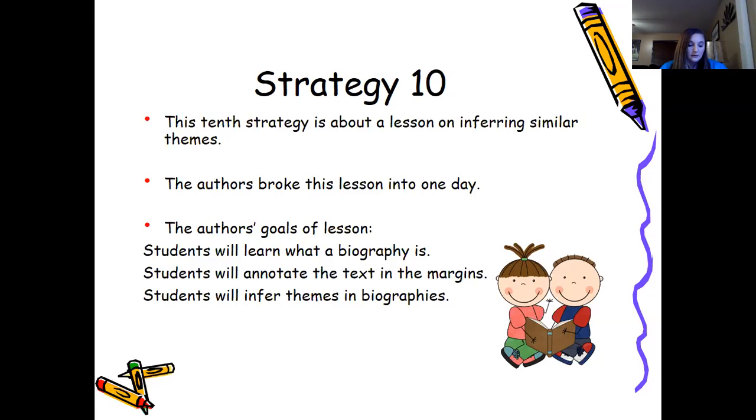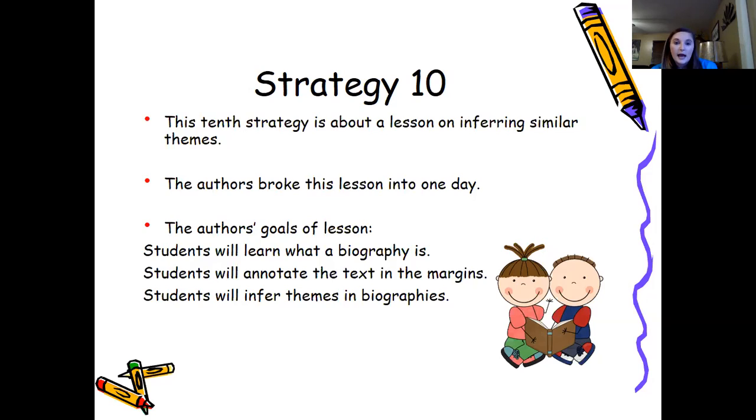similar inferences based off the two different stories. Again, I'm going to go ahead and tell you this. It's actually an article. It's Amelia Earhart, Courageous and Ahead of Her Time by Heather Anderson. This is the text that the authors recommend using with this lesson plan.